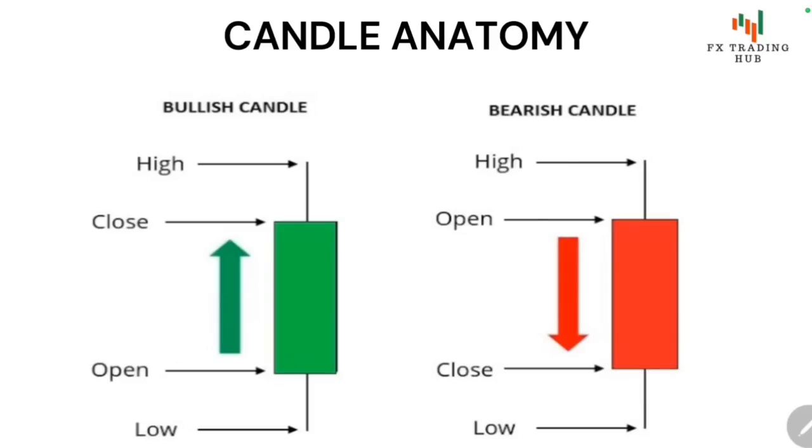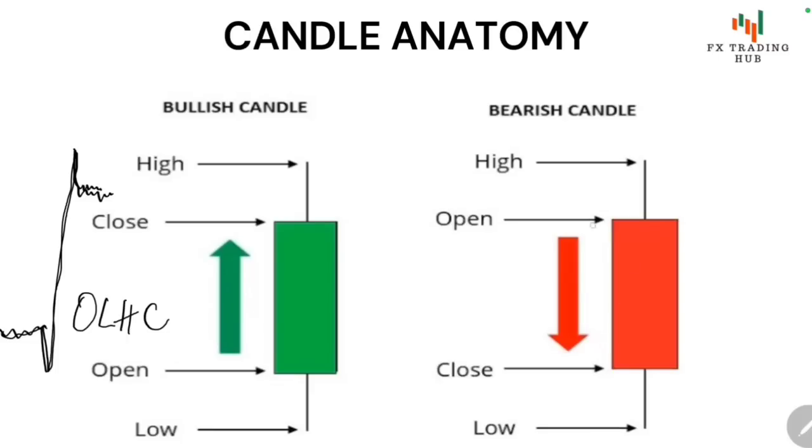Now, before we proceed, you need to understand the candle anatomy. On my left is the bullish candle, while on my right is the bearish candle. For a bullish candle, the candle opens here, trades down low, trades up, makes a high, and now closes right there. So in other words, we have the open, low, high, and close for a bullish candle.